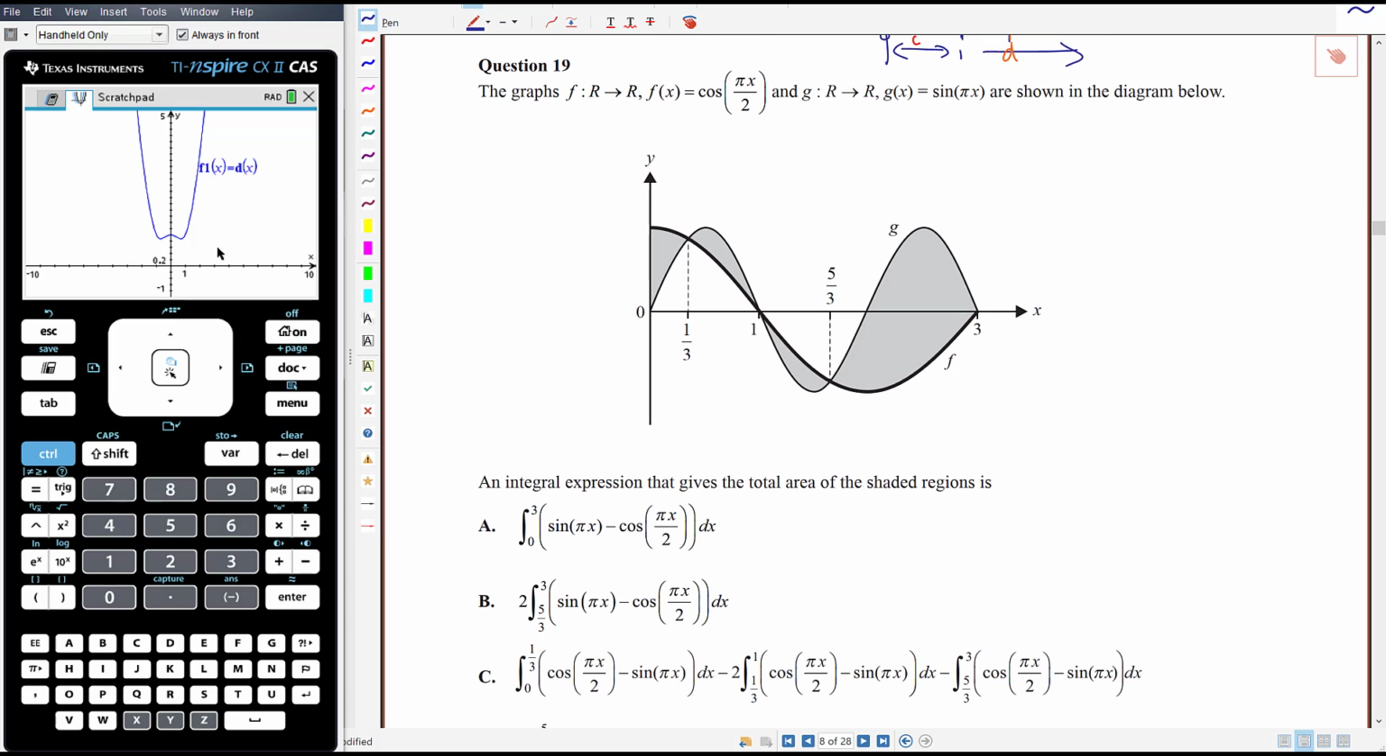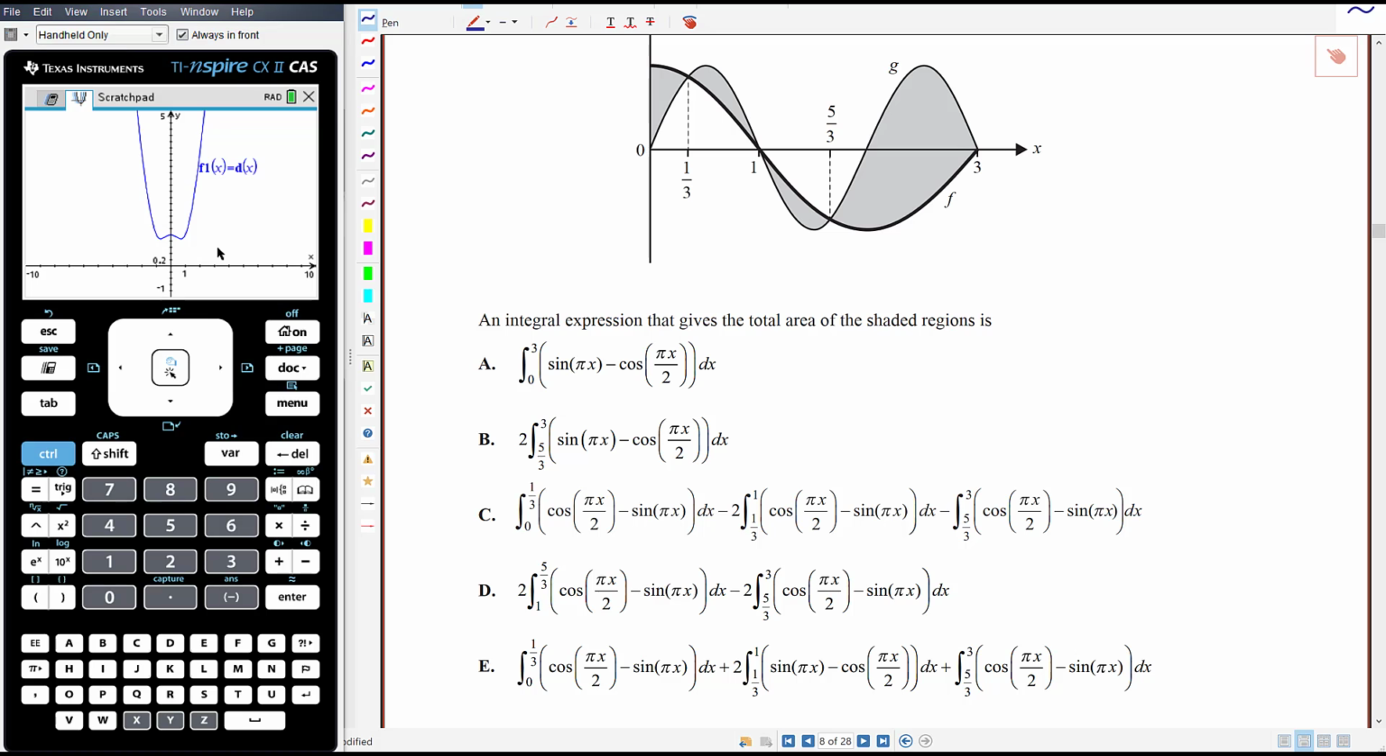Okay, so question 19, getting to near the end of the multiple choice. The graphs of f and g, so a cos function and a sine function, are shown in the diagram below. An integral expression that gives the total area of the shaded regions is. Okay, so there's a couple of different ways that we could express this. One of the key things I think is going to be to do with the fact that those two regions will be equal. So we're probably only going to have one integral doubled to get those two regions.